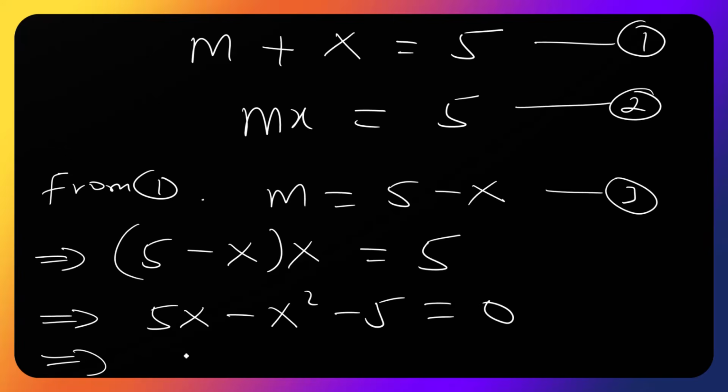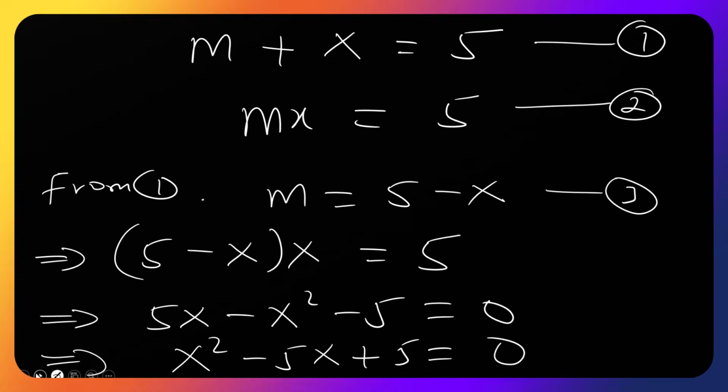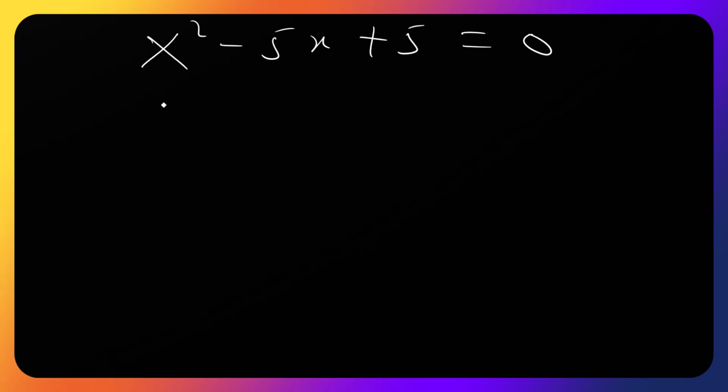So let's arrange this one. Let's send everything to the other side. That will be x squared minus 5x plus 5 equals 0. So from here we can solve for x. This one is a quadratic equal to 0. Let's send this constant to this side. We want to go by the method of completing the square. So we have x squared minus 5x equals minus 5.